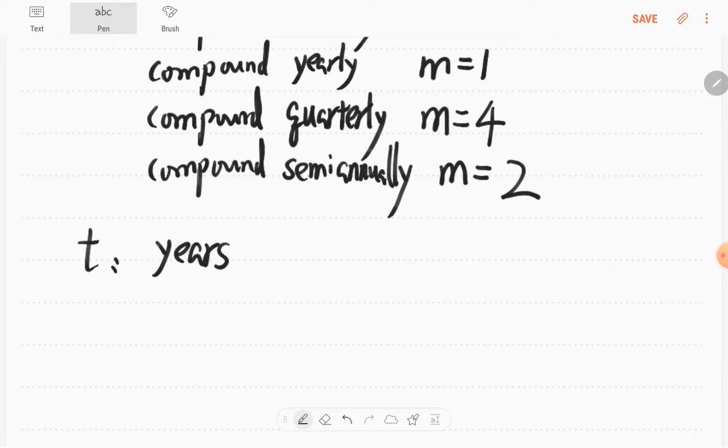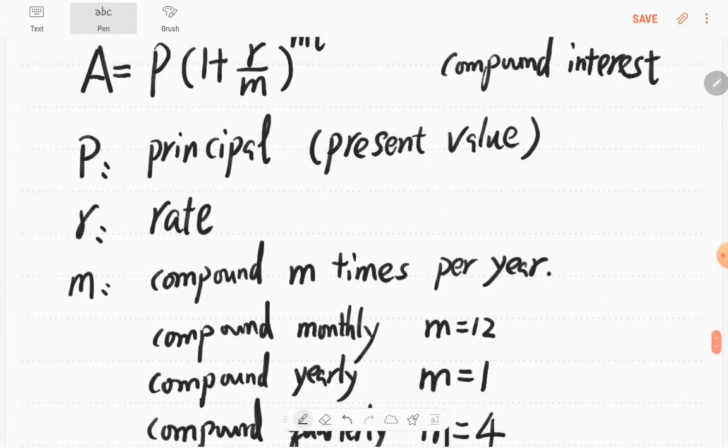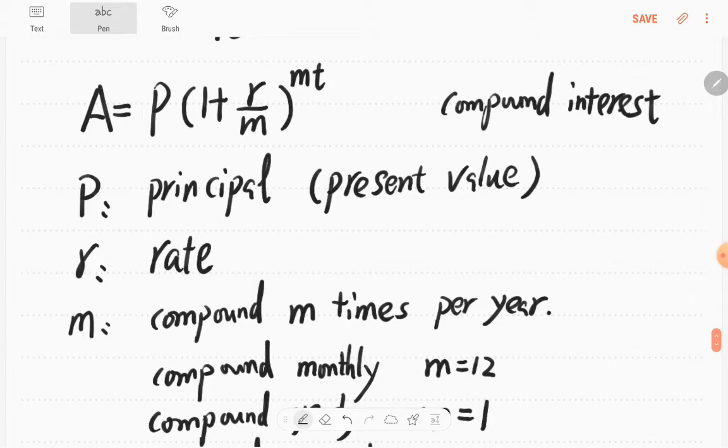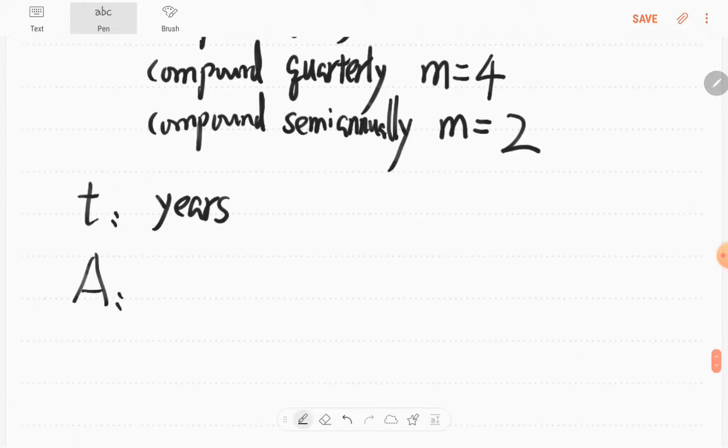Years for the investment. Okay, and A is the future after T years. What is the money you will have? How much you will have? This is called future value, future money, or the future value. A is the future value. Okay. So this is the one formula which is called compound interest.